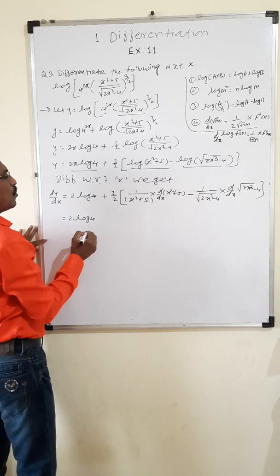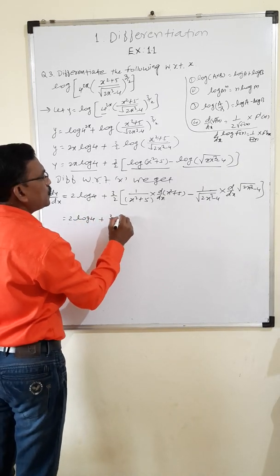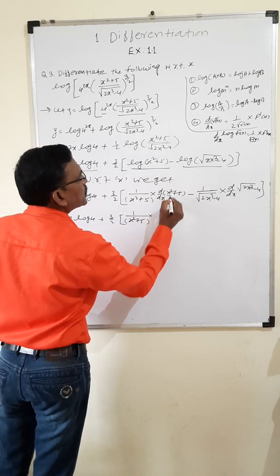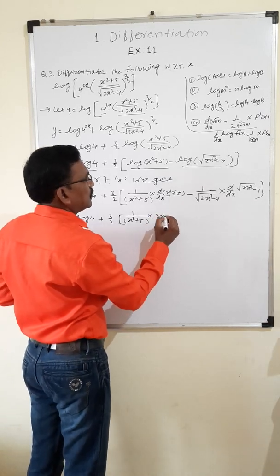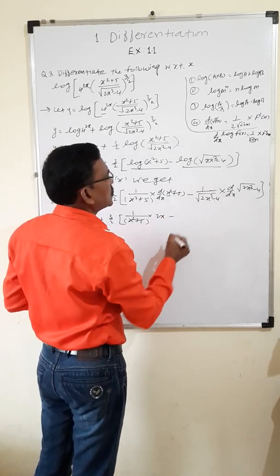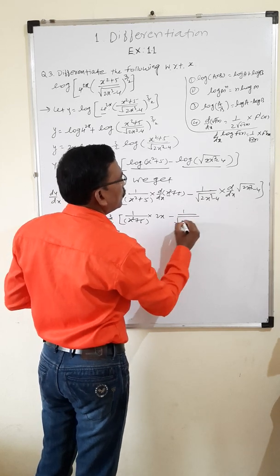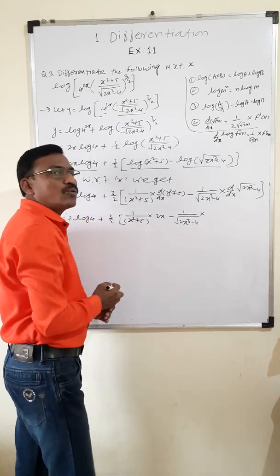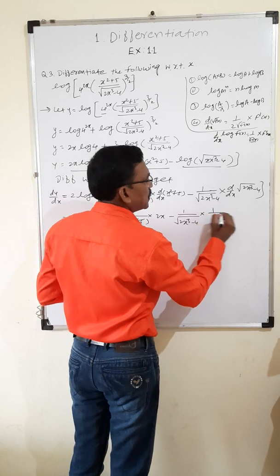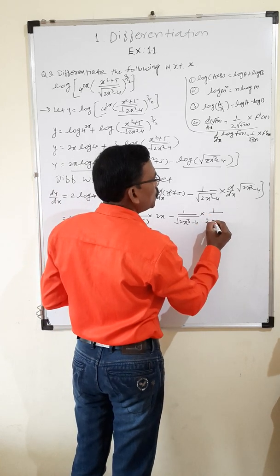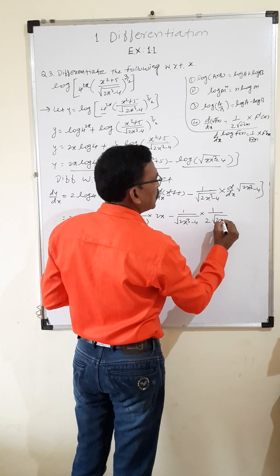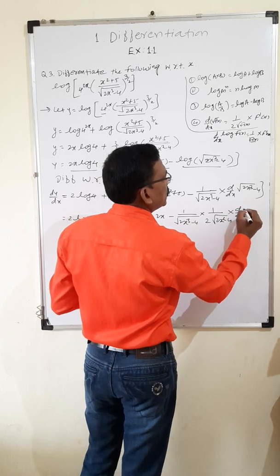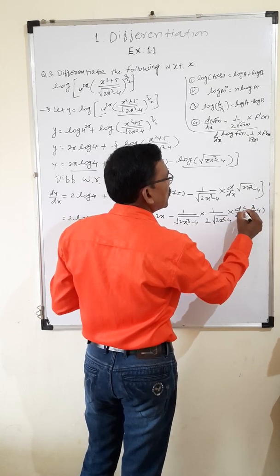Keep this term as it is, 2 log 4 plus 3 by 2 into 1 by x square plus 5 into derivative of x square is 2x, derivative of constant is 0, minus 1 by root of 2x cube minus 4 into derivative of this root. Derivative of root of f of x is 1 by 2 root of f of x. 1 by 2 root of f of x means this function, total 2x cube minus 4, into, by chain rule, derivative of this 2x cube minus 4.